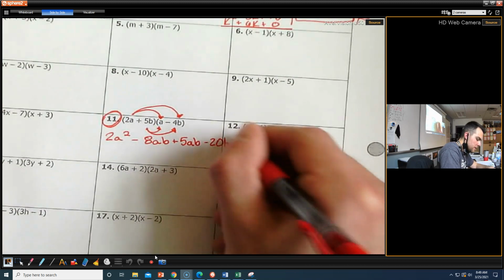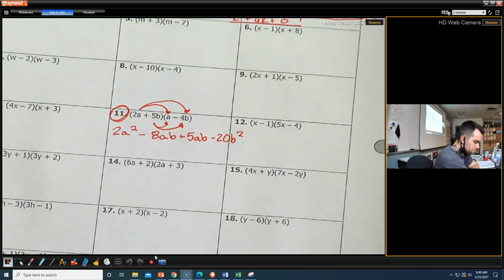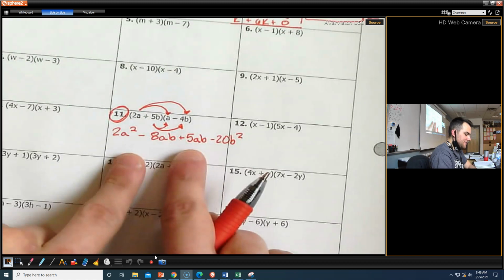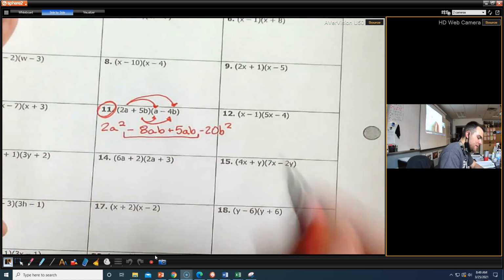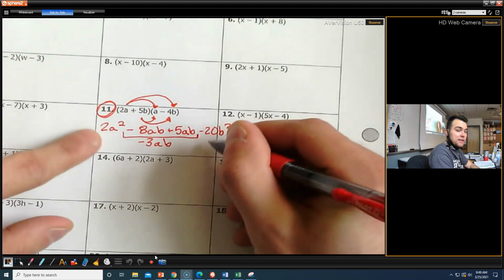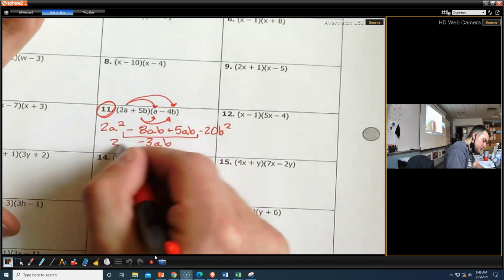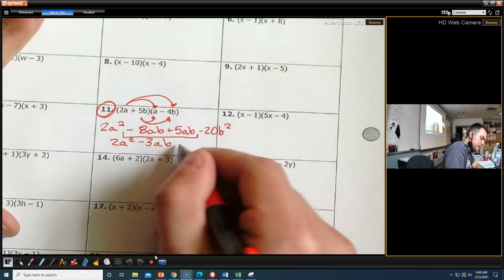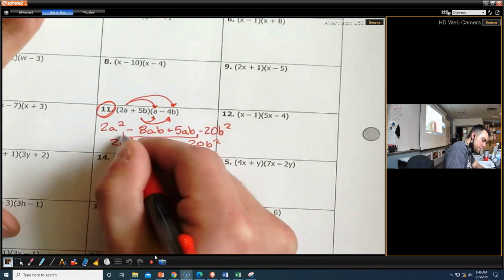Awesome. Can I combine any like terms? Yeah, these guys right here. Negative 8 plus 5 gives me a negative 3ab. And then everything else is just going to drop down: 2a squared minus 3ab minus 20b squared. And that would be my answer.